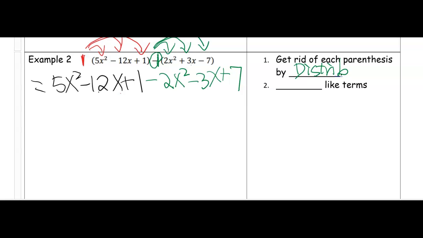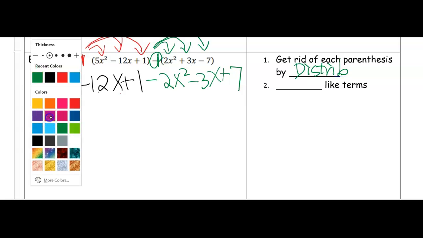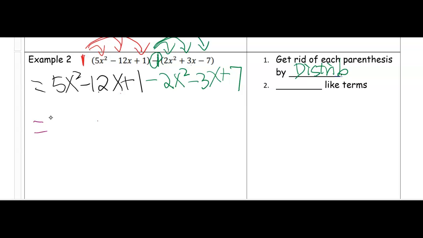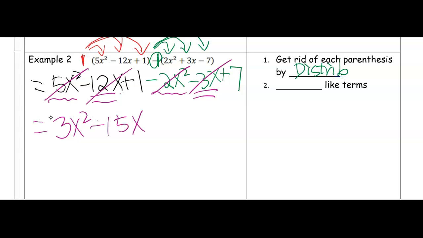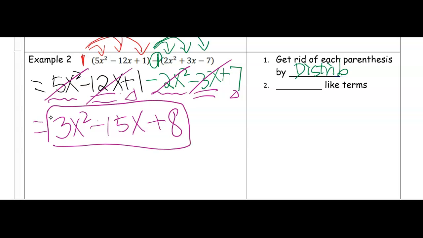And finally, combine like terms. From the beginning, x squared, another x squared, add up the numbers. 5 plus -2 is +3x squared. Next is x and x, add up the numbers in front. -12, add -3, gives you -15x. Finally, single numbers, add them up, gives you +8. And that's it.